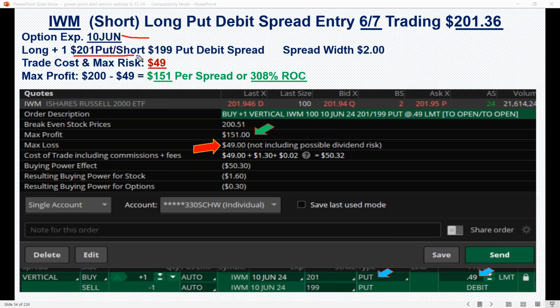So did the 201, 199 put debit spread, $2 wide spread. So total risk was 49 bucks. So spread width 200. Now the max could have been $151 or 308% return. Okay, so max risk 49, max profit there. So that was the setup, and then we went ahead and closed it out because that 199 was our target.